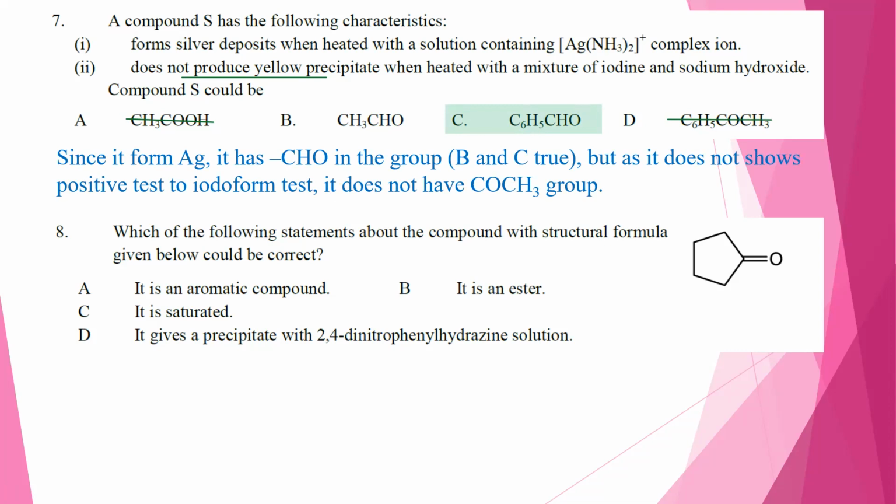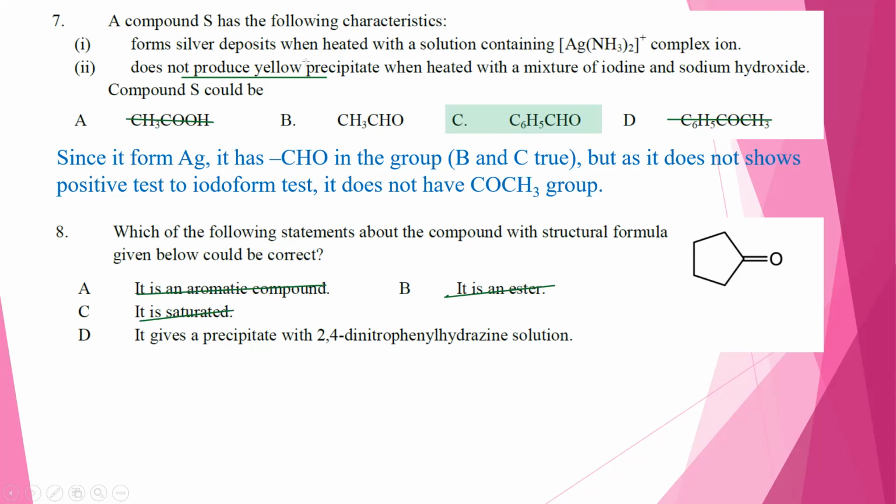Then we straight away continue to number 8. Which of the following statements about the compound with the structural formula below could be correct? Number 1, is it an aromatic compound? No, this is a cyclopentanone, so it is not an aromatic compound. And then B, is it an ester? As we discussed just now, it is a ketone. And then C, it is saturated? Since it contains a double bond, it is not saturated.